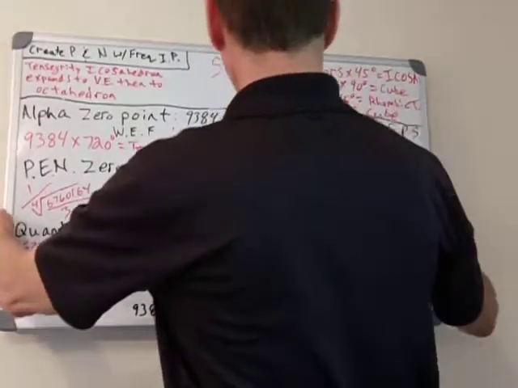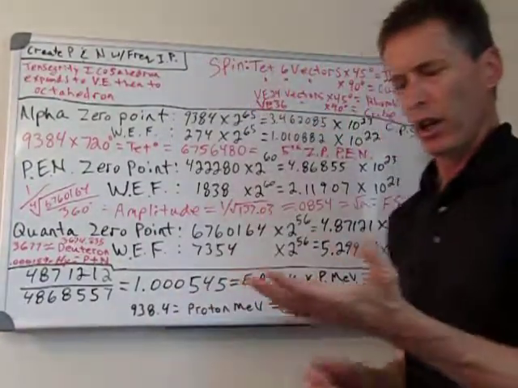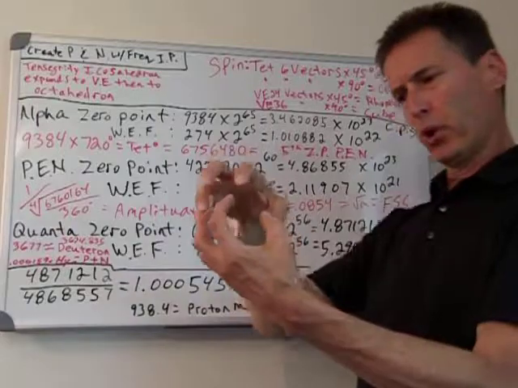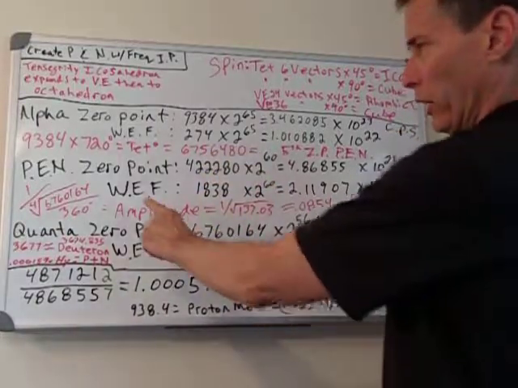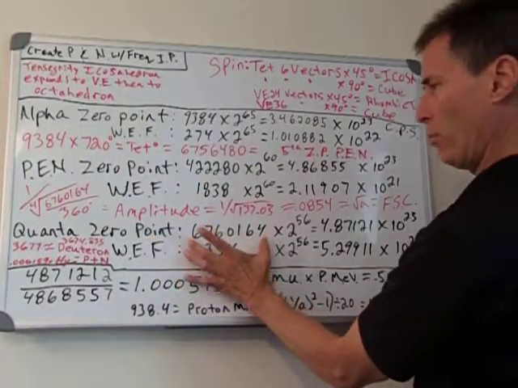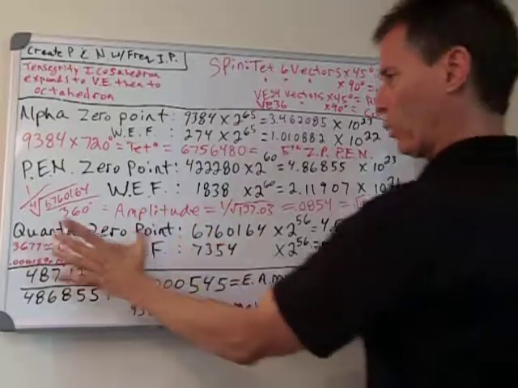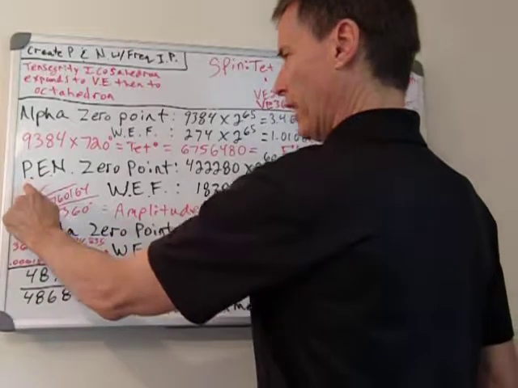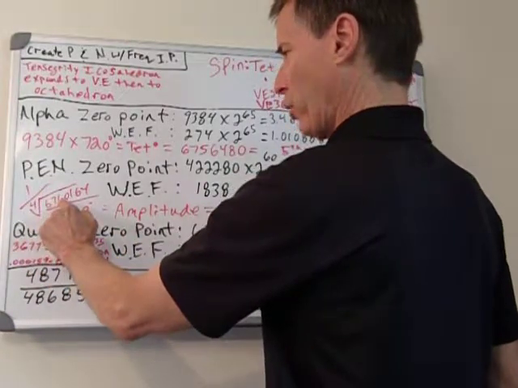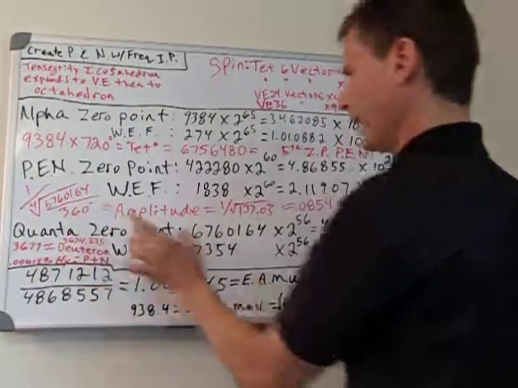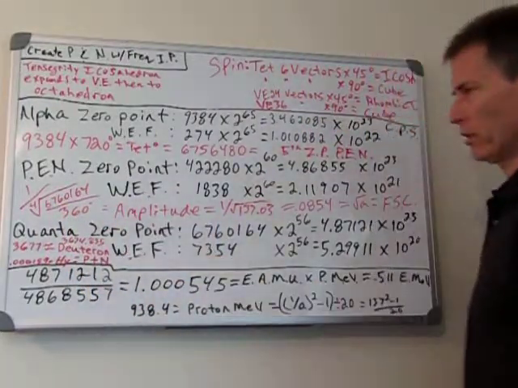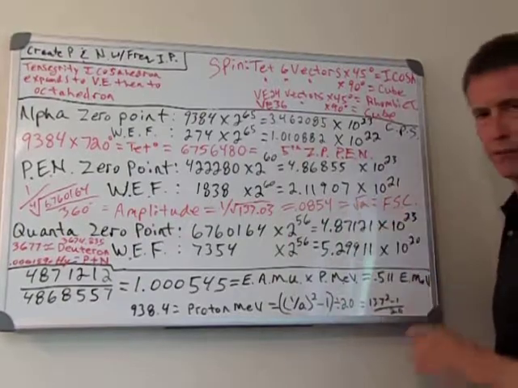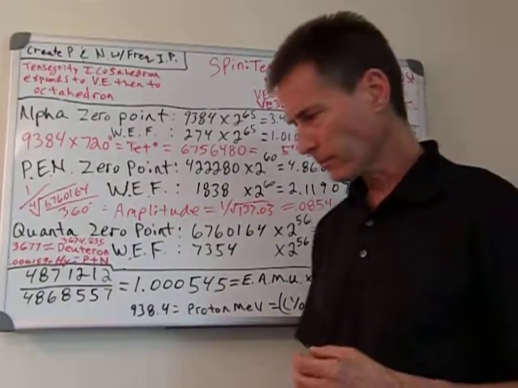I want to remind everybody that the fine structure constant and the amplitude at which an electron absorbs a photon is related to the 0 point of my quanta scale. The inverse of the fourth root of the quanta point divided by 360 is the amplitude, right? And that relates to the fine structure constant.